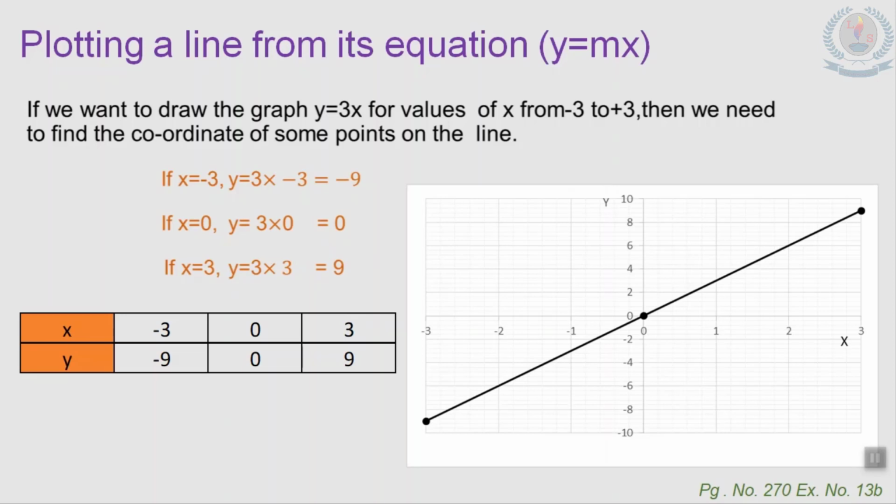Now I have already found 3 coordinates. Now you can mark them on the graph. After that you have to join those 3 coordinates using your ruler. Then you can see a straight line.